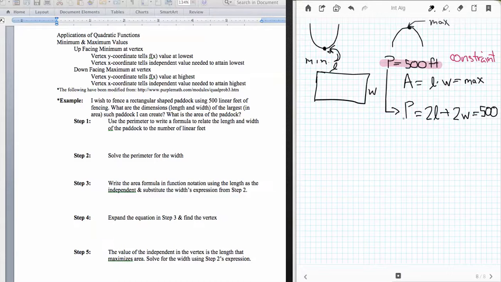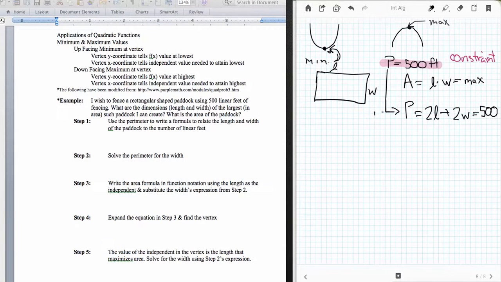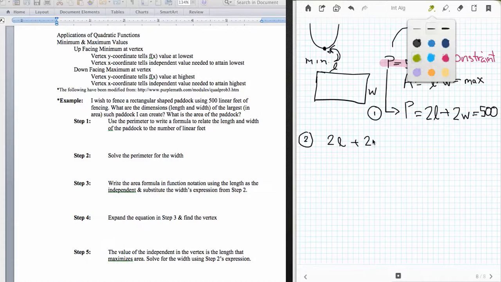So the next thing that we're going to do from there is solve that perimeter in terms of the width. I'm following along the step process over here. So that was step number 1. Step number 2 is going to solve the perimeter for the width. So in order to solve 2L plus 2W for the width, I'm going to put this in color so I know that that's what I'm interested in, and I'm going to work on solving for that variable.